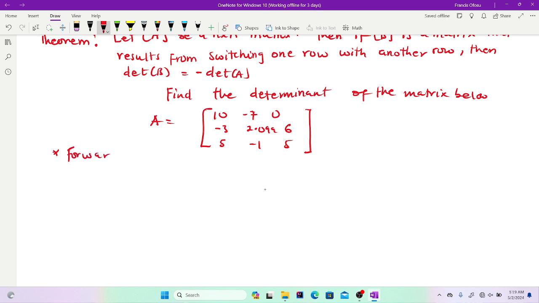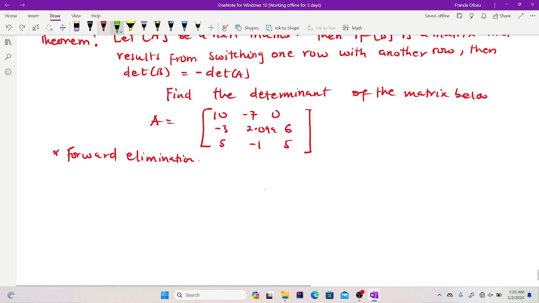Forward elimination. When I say forward elimination, we are only trying to eliminate some of the components or the entries so that our matrix will turn into an upper triangular matrix. So among them is this one, and this one. Those are the three I'm going to take off so that I get an upper triangular matrix and I can easily find the determinant. So let's see.